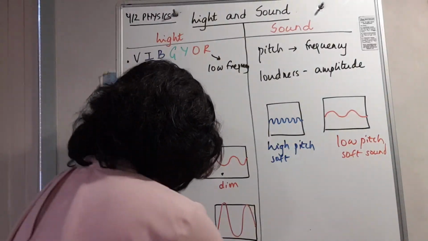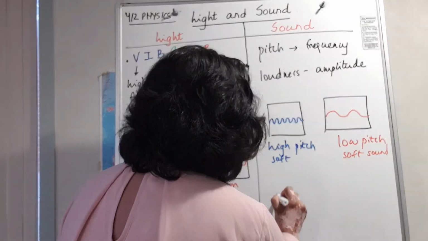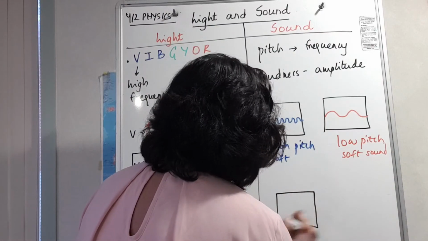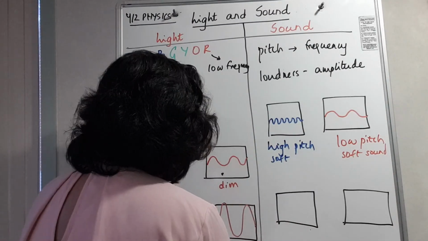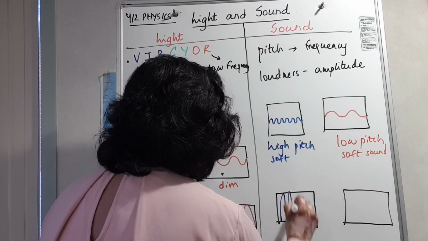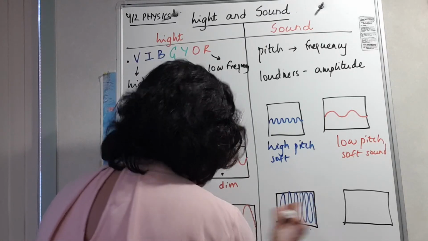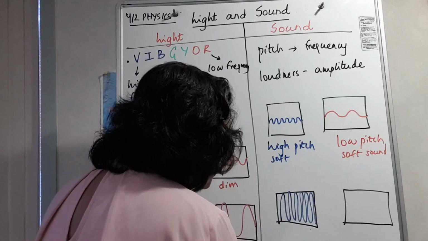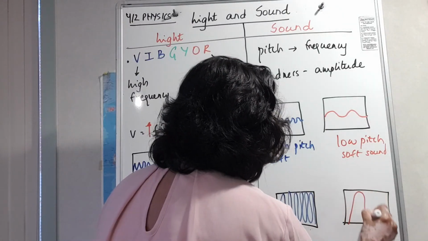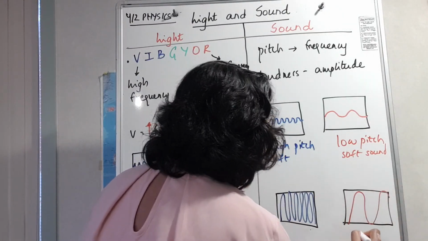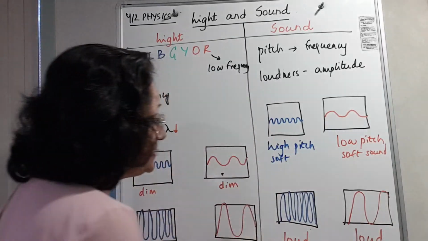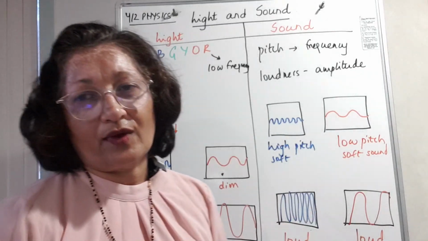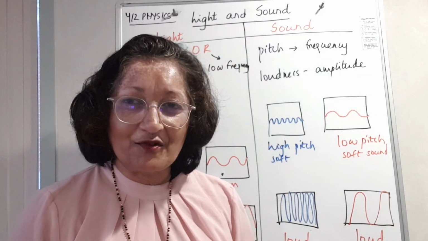If you want high pitch and loud, that's high amplitude and lots of waves. And if you want low pitch and loud, that's low pitch and loud. So this is loud, this is also loud, but one is high pitch and loud, the other is low pitch and loud. I hope that helped you.